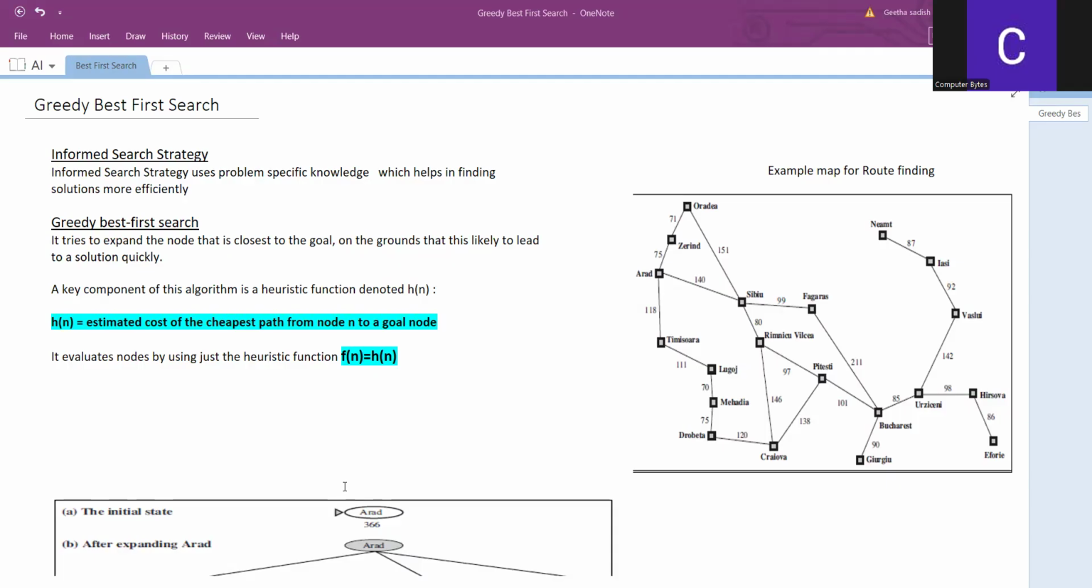Hi everybody. Today we are going to see about the informed search strategy. Under that, we are going to see the greedy best first search algorithm.